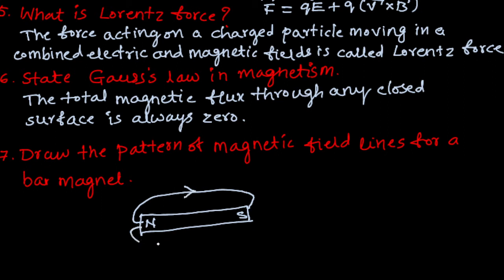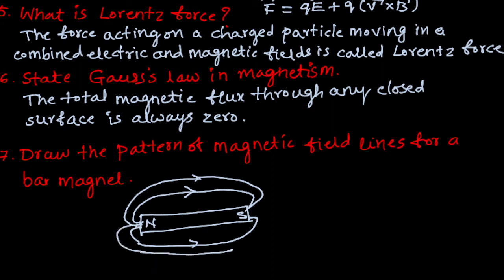So you can show one more line this way. Yes, if you just draw these two lines, that is enough. Or you can show some more lines, this way. You can draw many such lines. So always these lines start from the North Pole and end at the South Pole. So this is the pattern of magnetic field lines for a bar magnet.